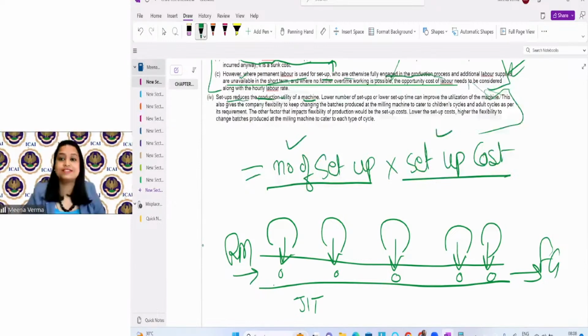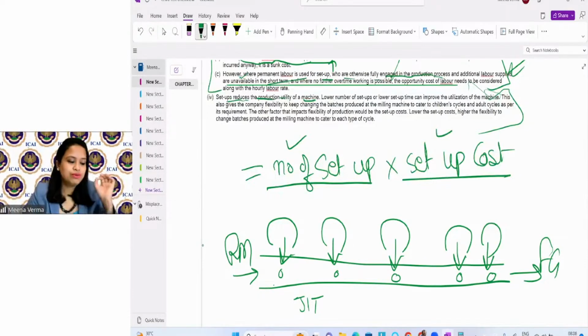So when it is a just-in-time system or cellular manufacturing, machinists keep on working. They never stop. So the point is that these are the best use of the machine. You're using the machine efficiently.